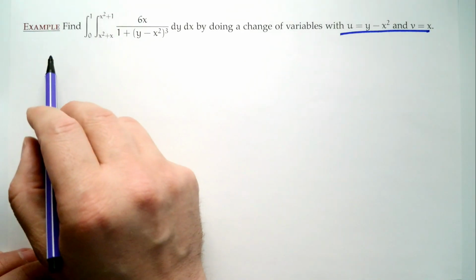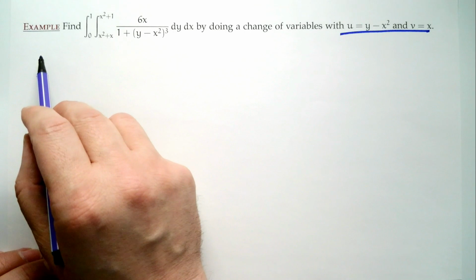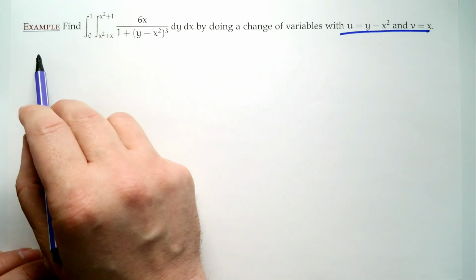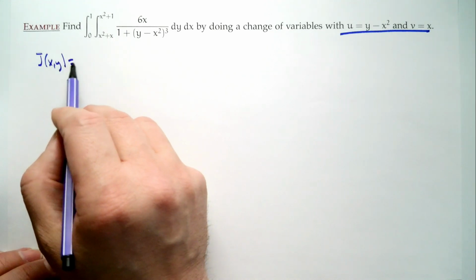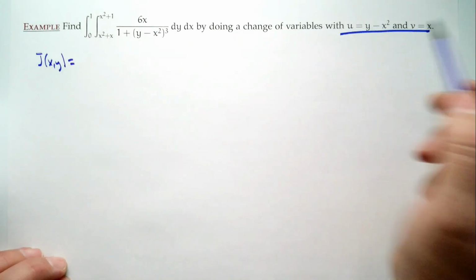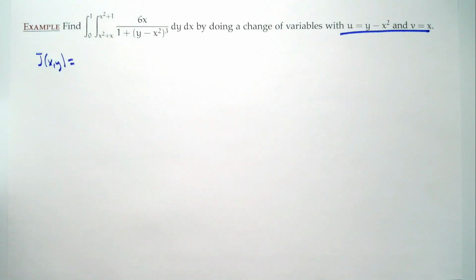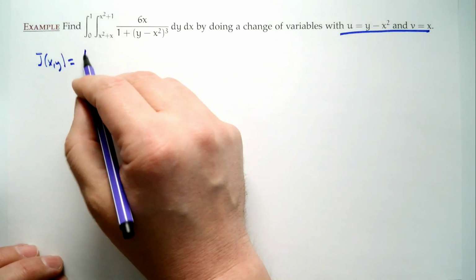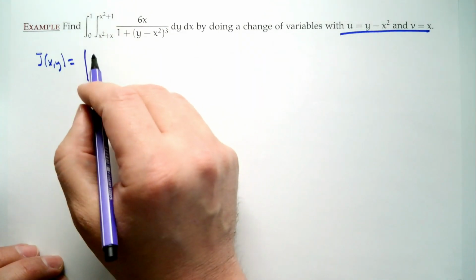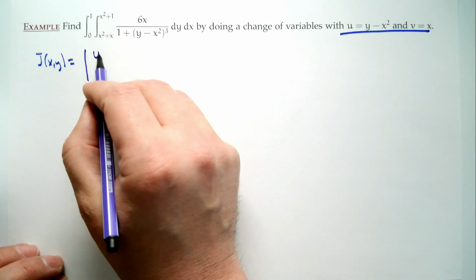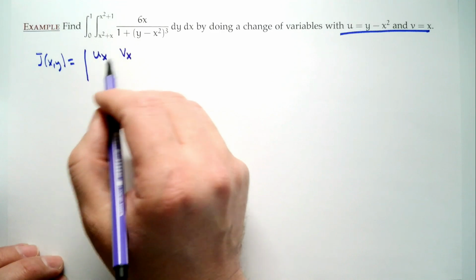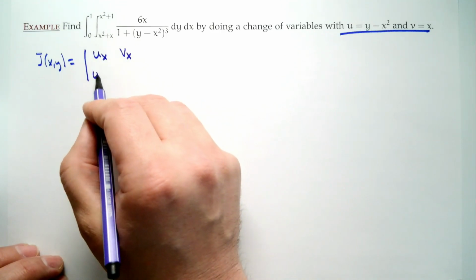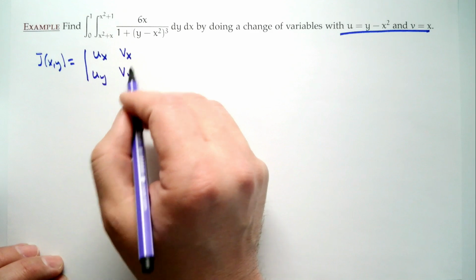So I'm going to compute not the Jacobian of u and v, I'm going to compute the Jacobian of x, y. And what do I mean by that? Well, I'm going to come here, and I'm going to just start with u and v as given, and I'm going to take those partial derivatives. So I'm going to take the determinant of, and again, if you forget, you're okay. The Jacobian is very forgiving. So partial u partial x, partial v partial x, partial u partial y, partial v partial y.